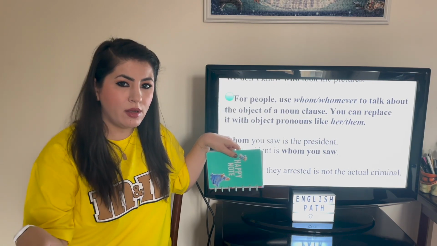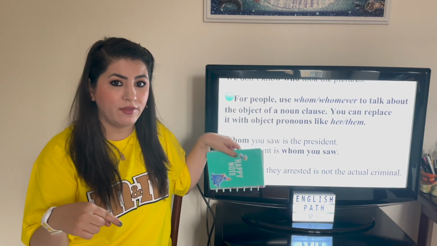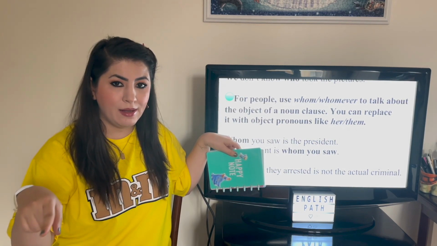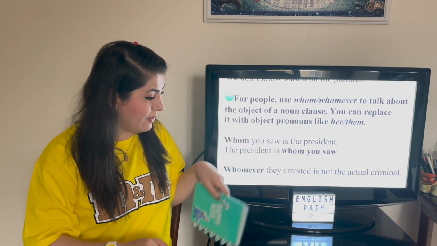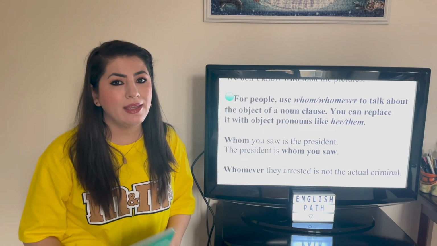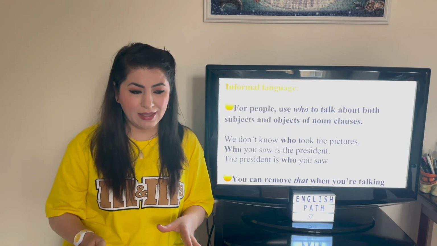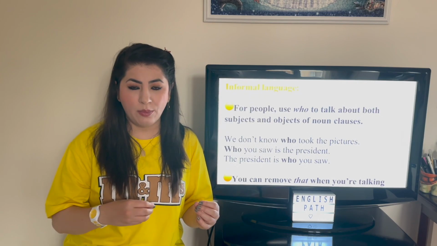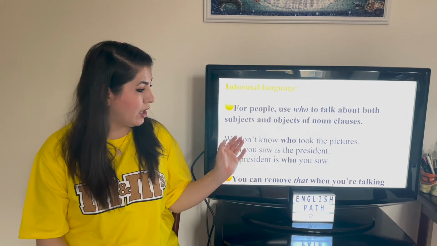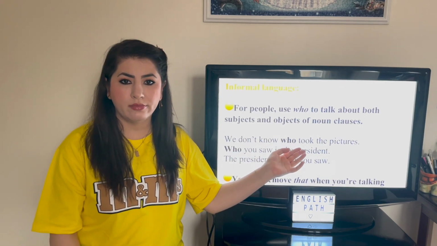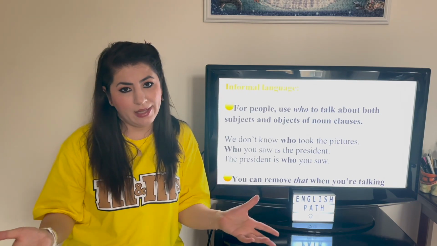They arrested someone, right? So that person is the object of the sentence. They arrested him. They arrested her. So, whomever they arrested is not the actual criminal. In informal language, on the other hand, you can use who to talk about both subjects and objects of noun clauses, like, we don't know who took the pictures. This one's talking about a subject, so we would use who anyway.